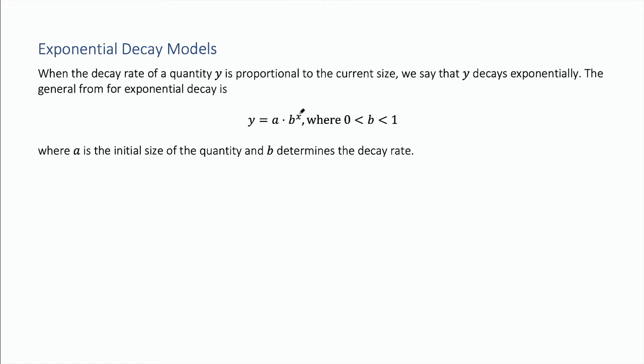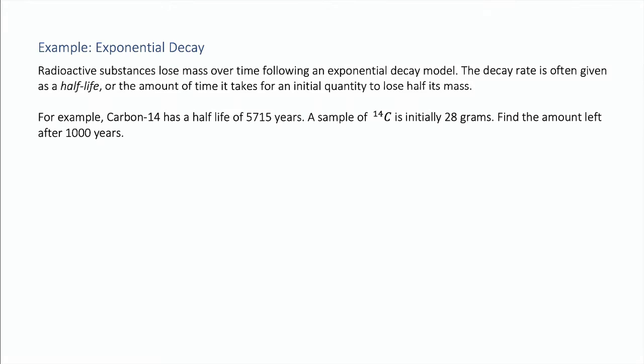You'll notice this is the exact same formula as exponential growth. The only difference is that b will now be a number between 0 and 1. And a is still the initial size of the quantity. So let's look at an example.